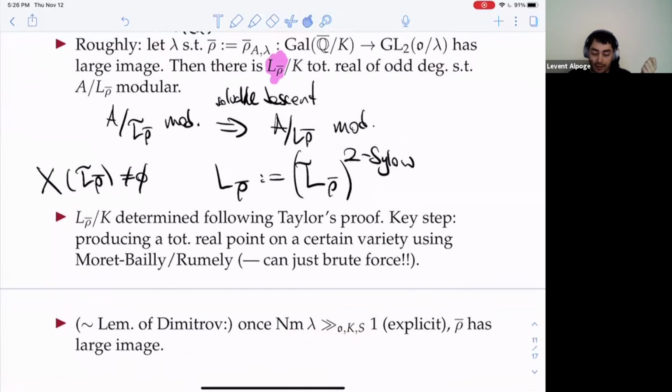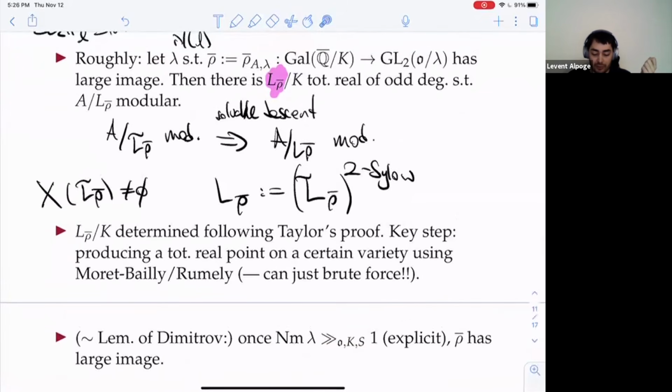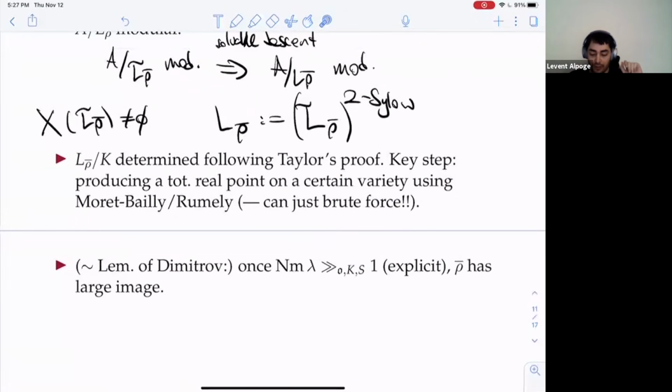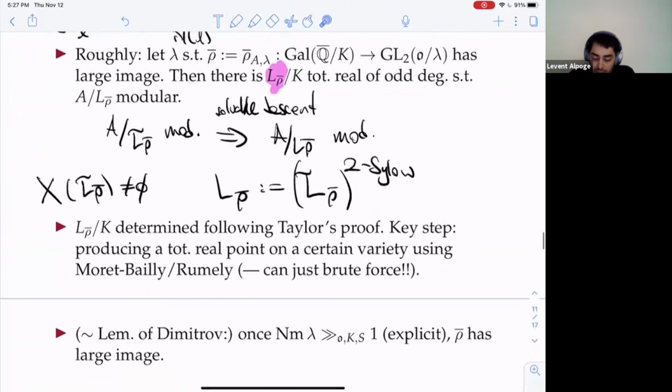I said that only finitely many lambda don't have residual representations with large image, and that estimate in total generality comes out of the Moser-Wüstholz theorem, for example. But we're not in total generality. We're working with Galois representations valued in GL2. And I chose to use a lemma of Dimitrov. Here is exactly the statement: once lambda is explicitly sufficiently large in terms of the parameters, the residual representations all have large image, every one of them.